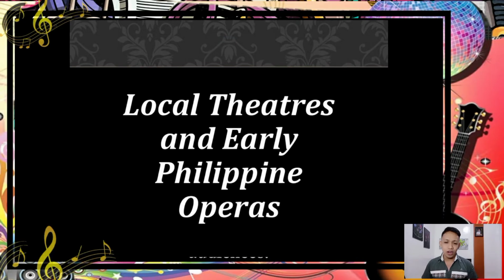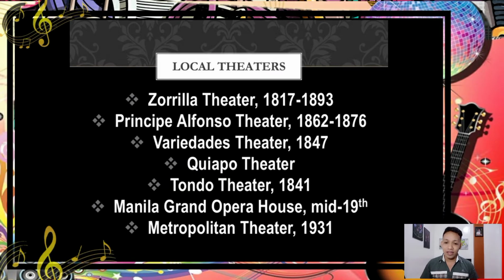Now, what do you think are the local theaters and early Philippine operas? First to focus on are the local theaters. First one is Zorilla Theater. Second one is Principe Alfonso Theater. Third one is Variedades Theater. Fourth one is Quiapo Theater. Fifth one is Tondo Theater. Sixth one is Manila Grand Opera House. And seventh one is Metropolitan Theater.